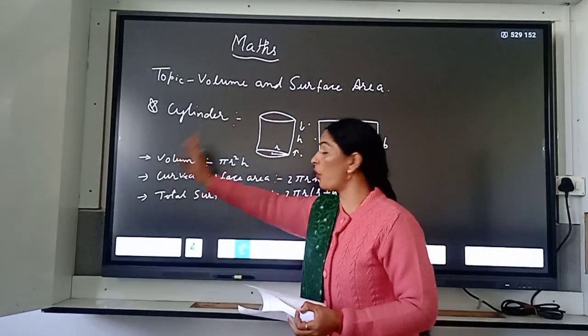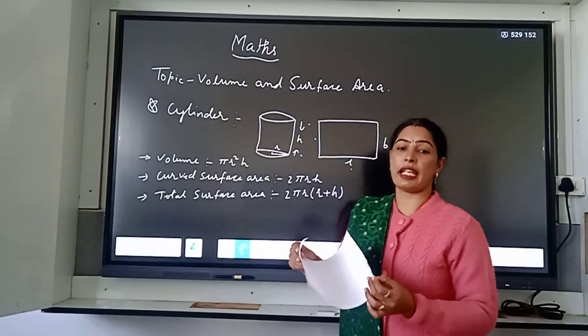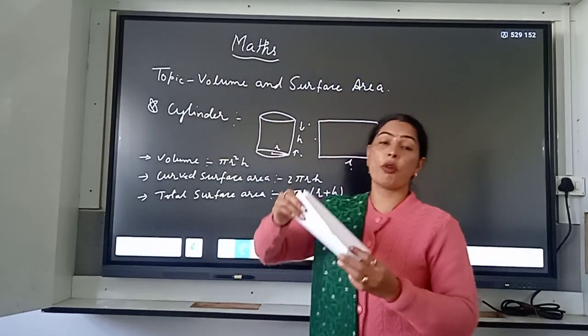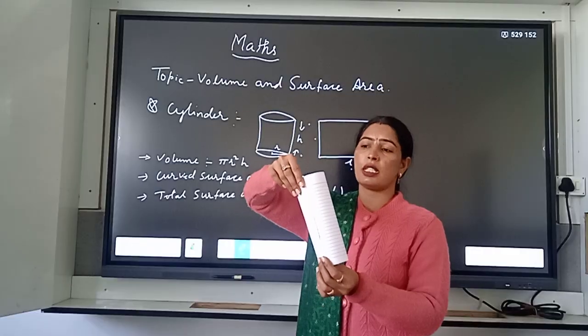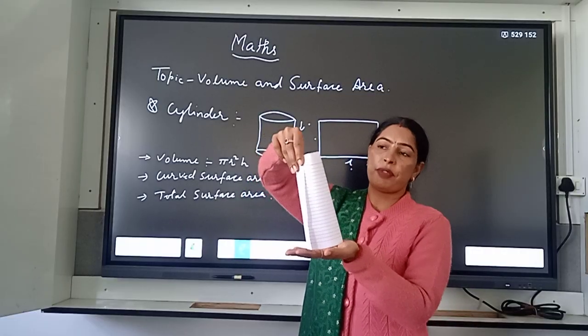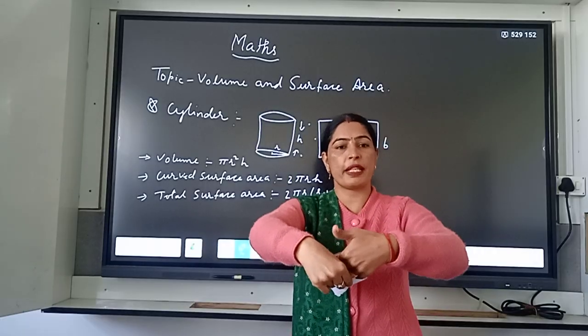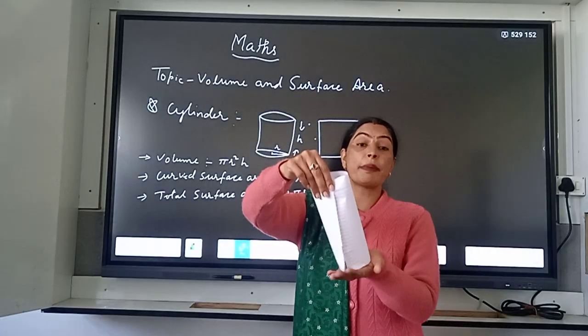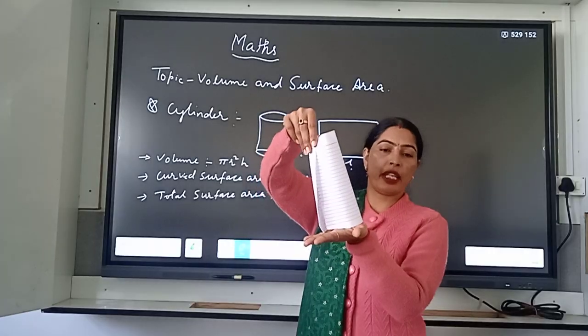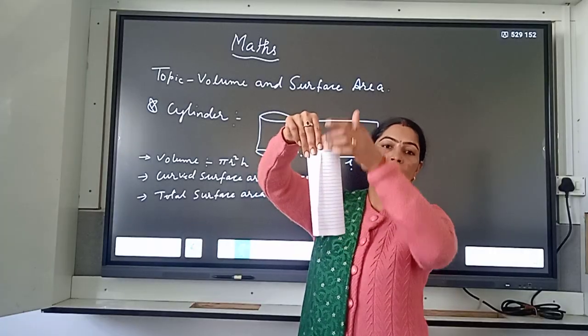Firstly, we talk about volume. Volume is pi r square h. Volume means occupied space. Suppose if I cover this, that space is called its volume. The space inside is the volume, and how is that space found? By area of the base and its height.